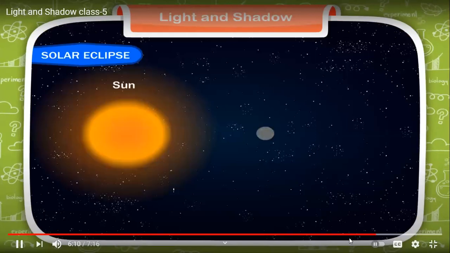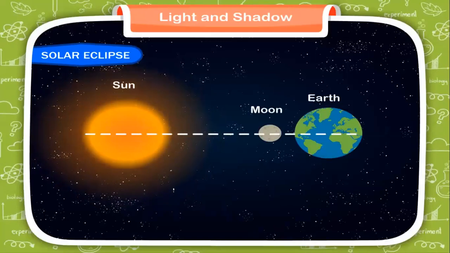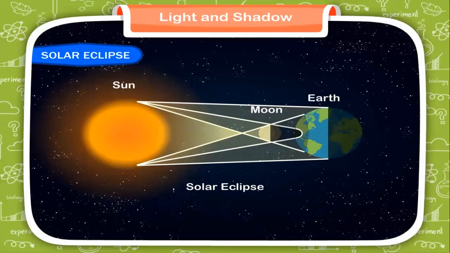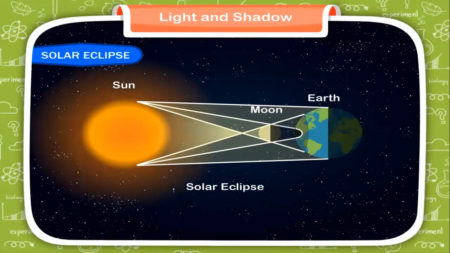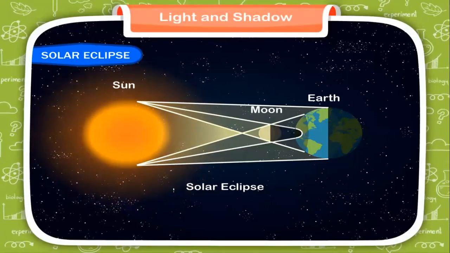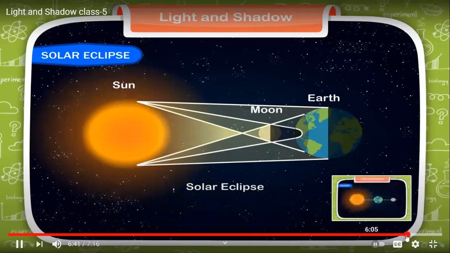Solar eclipse. When the sun, the moon, and the earth come in a straight line, with the moon in the middle, the shadow of the moon may fall on some portions of the earth. Then a solar eclipse can be seen from these areas on the earth. During a solar eclipse, the dark side of the moon faces the earth. Therefore, a solar eclipse will always take place on a new moon day. In cases where a solar eclipse is witnessed, the sun disappears from the sky for a brief period of time.